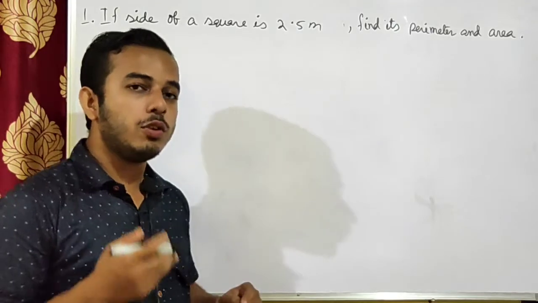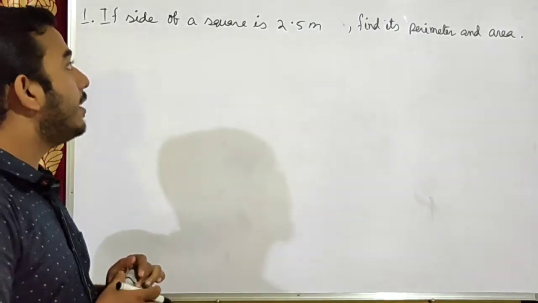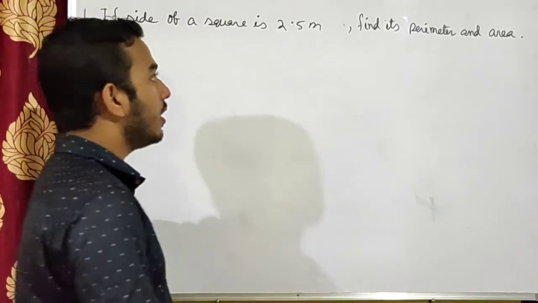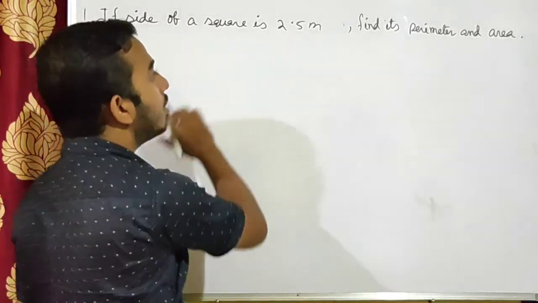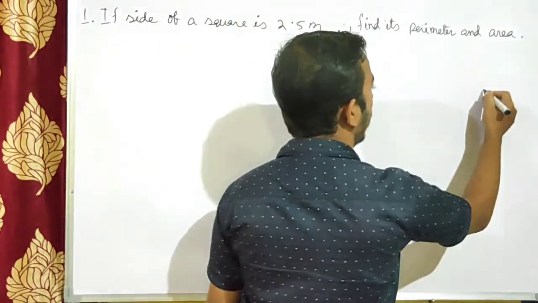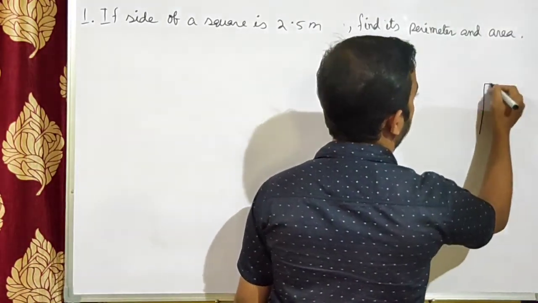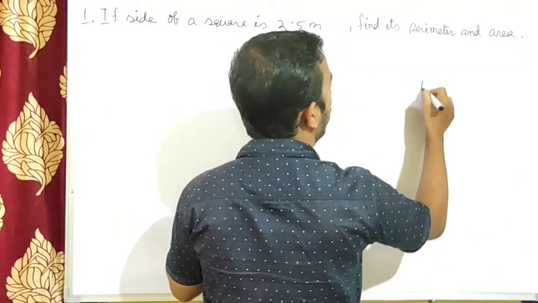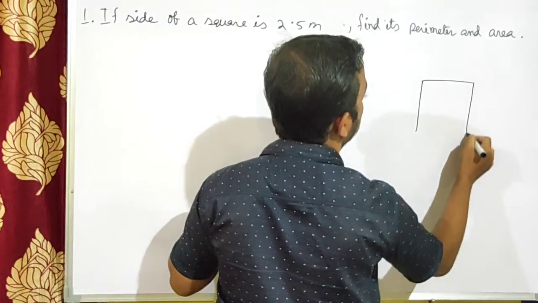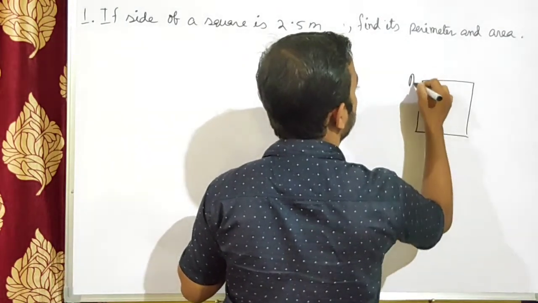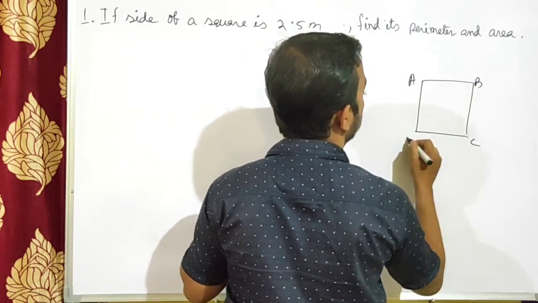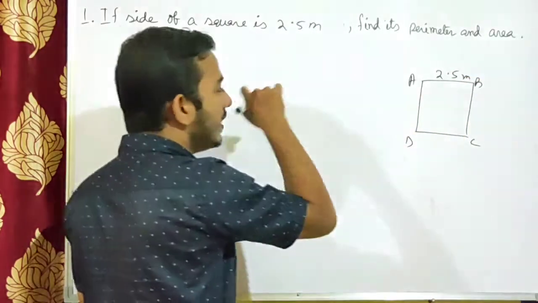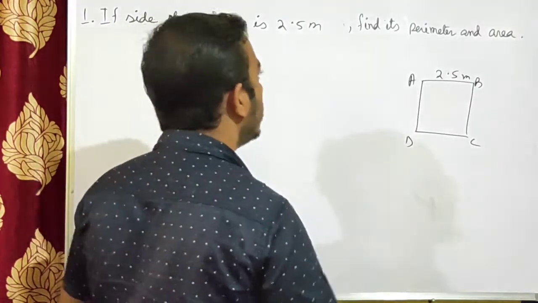So here our first question of our exercise is, if the side of a square is 2.5 meter, find its perimeter and area. Okay, here given is the side of the square. So first of all let us draw one square whose side is 2.5 meter. Clear? Suppose this is our required square ABCD and its side is 2.5 meters. Now what we have to find? We have to find its perimeter as well as area.